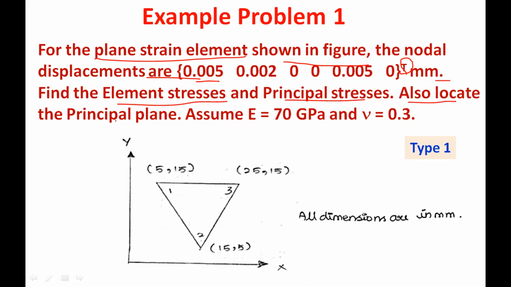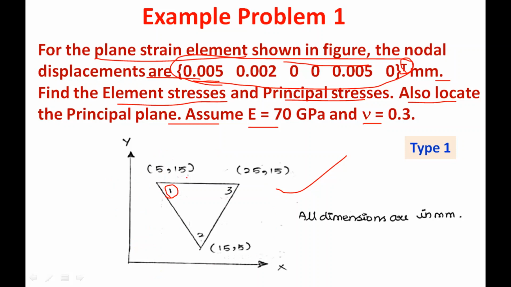Also locate the principal plane. Assume Young's modulus E is 70 gigapascal, Poisson ratio nu is 0.3. So now in this example, nodal displacements for the element are given and the nodal coordinates are specified in this diagram. This is the given triangular element, xy axis, so global coordinate system represented, and node 1 is shown here, so we have to use that numbering.